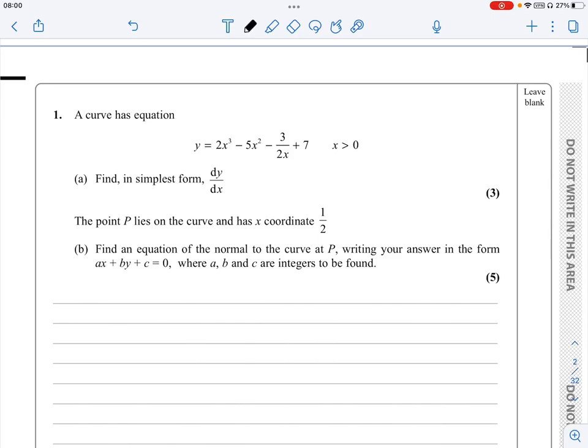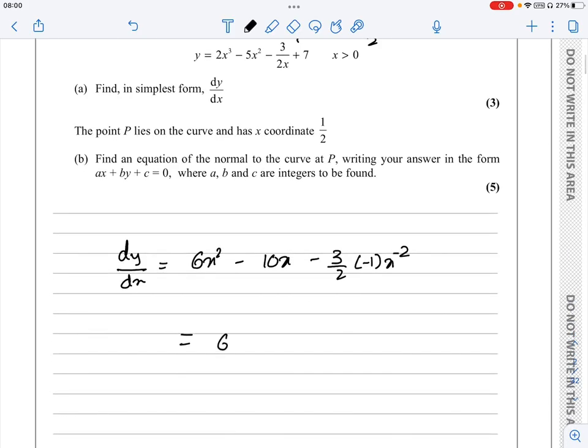So, what am I going to do? I am going to find the derivative. So dy by dx equals: 2x cubed derivative is 6x squared, 5x squared derivative is 10x. Then the next term can be written as negative 3 upon 2 x to the power negative 1, so it is negative 3 upon 2 times negative 1 x to the power negative 2. So what does that become now? 6x squared minus 10x plus 3 upon 2x squared. This is going to be dy by dx.